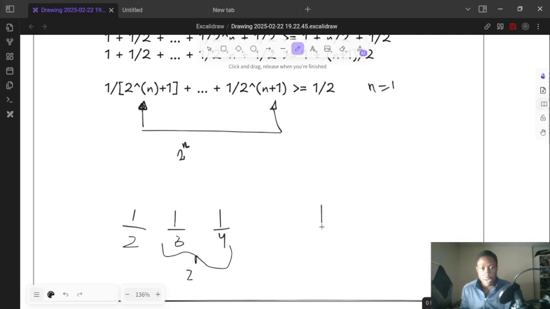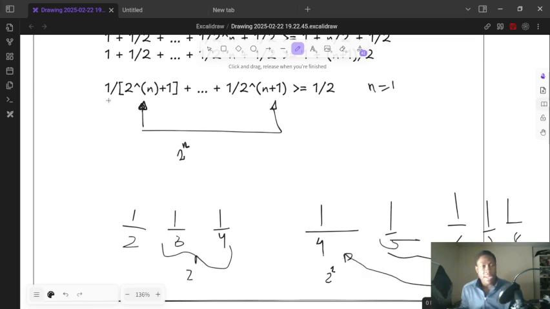If I go to the 4, for example, then 4 is 2 to the 2, and then I'm going to have 1 over 5, 1 over 6, 1 over 7, and 1 over 8. And as expected, I'm going to have 4 terms here, which is the same as that. So this is a general pattern that's going to hold because that's just the way powers of 2 work. Even though it might not be obvious, there are 2 to the n terms here.